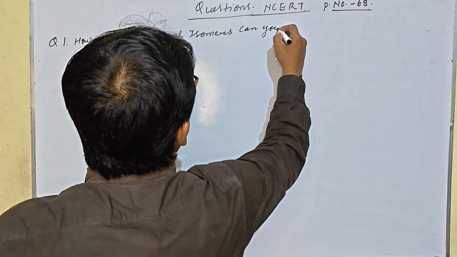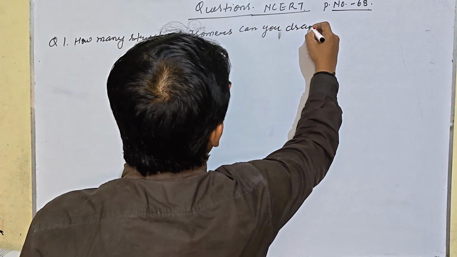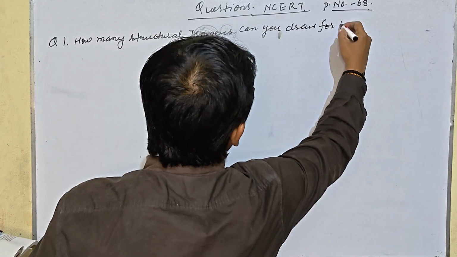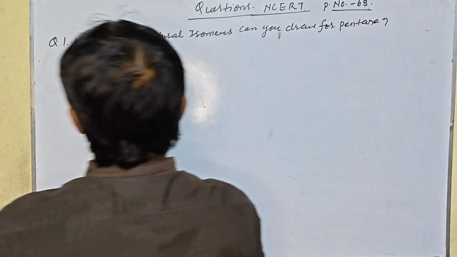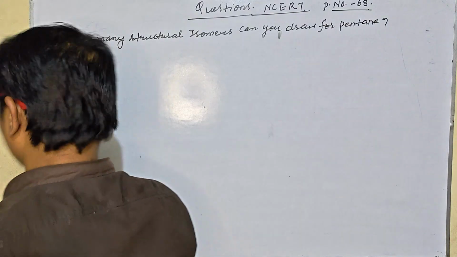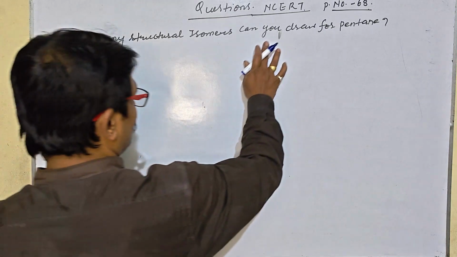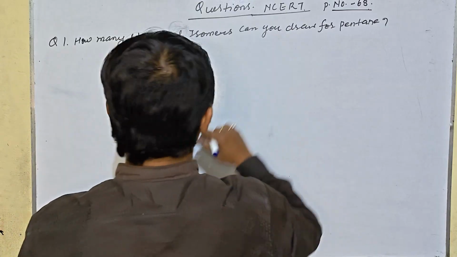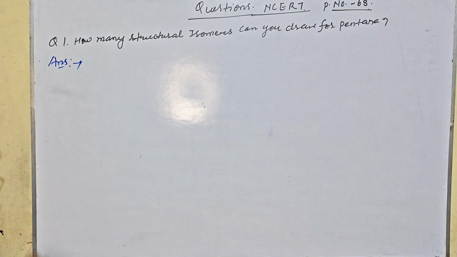can you draw for pentane? So my dear student, the question is asking, the NCERT is asking right now, how many structural isomers can you draw for pentane? As you know, 2 or 3 isomers are present for each compound, according to the rule of isomers. How many structural isomers can you form?